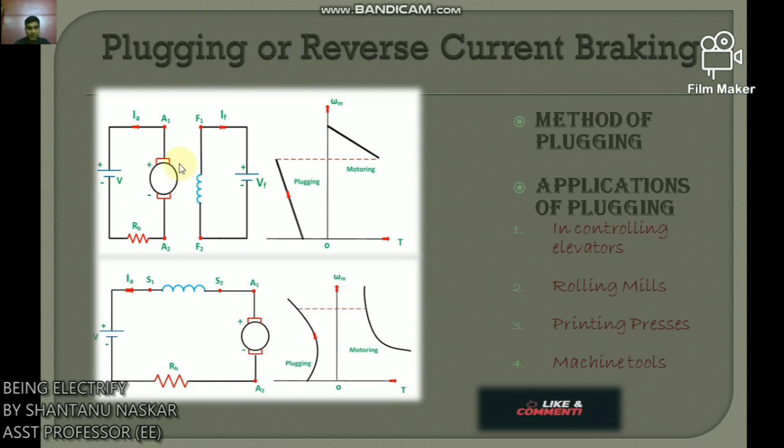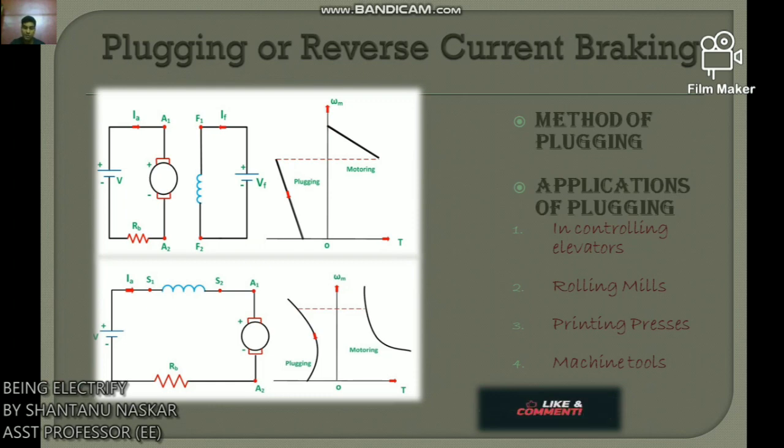Here V is the supply voltage, Rb is the external resistance, Ia is the armature current, and If is the field current. Similarly, the connection diagram and the characteristics of series motor in plugging mode is shown here. For braking a series motor, either the armature terminal or field terminals are reversed, but both armature and field terminals are not reversed together.